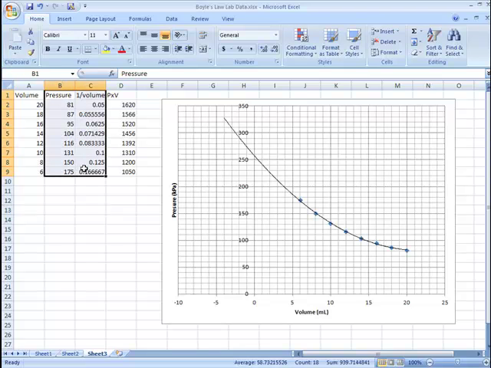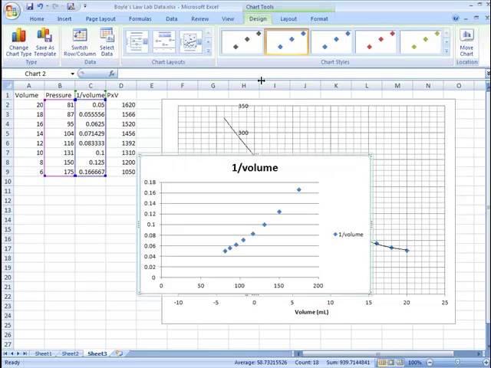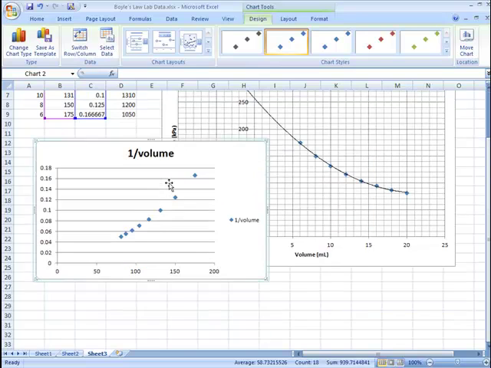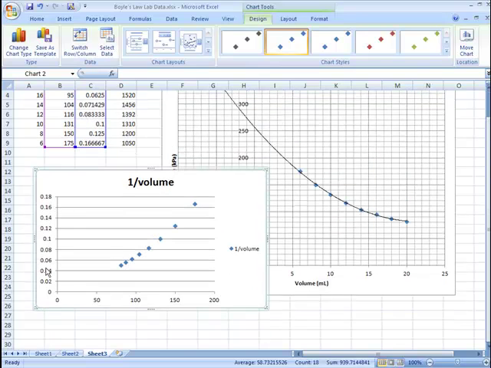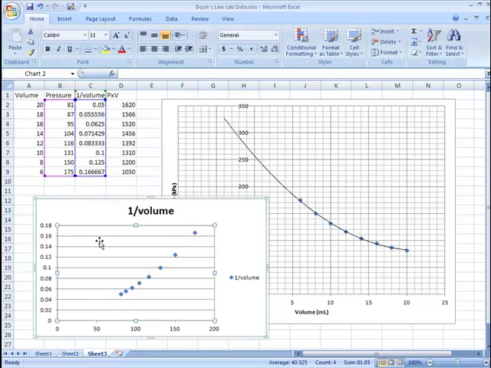So we take these two here, insert, scatter, and I have the wrong columns here. 1 over volume, there's my 1 over volume, there's my pressure. So I'm going to switch these two.